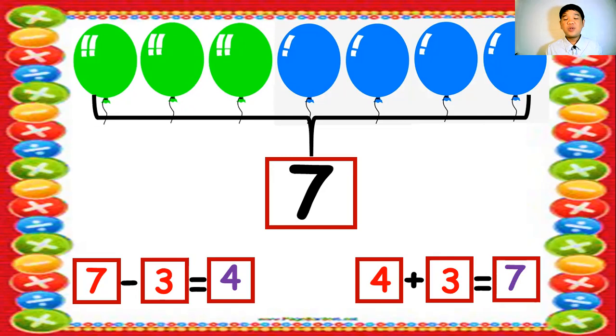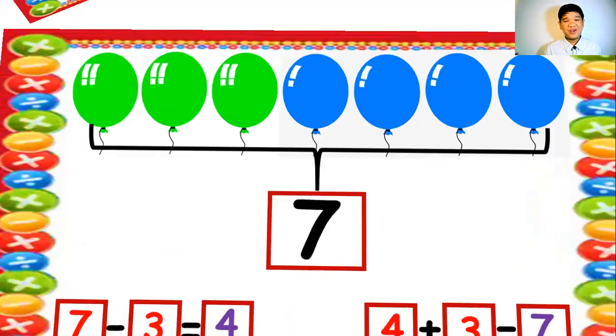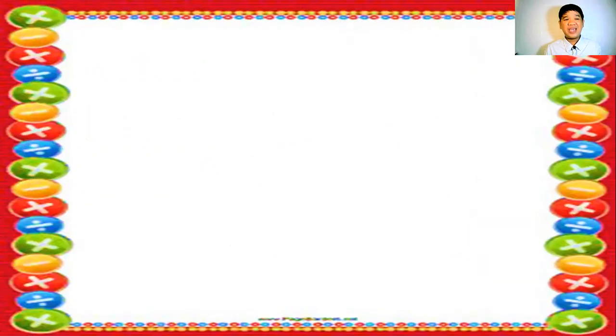Again, 4 plus 3 is equals to 7. 4 blue balloons plus 3 green balloons is equals 7 balloons. Have you seen that? Okay, very good. Now let's have another example here. Let's count the number of apples.